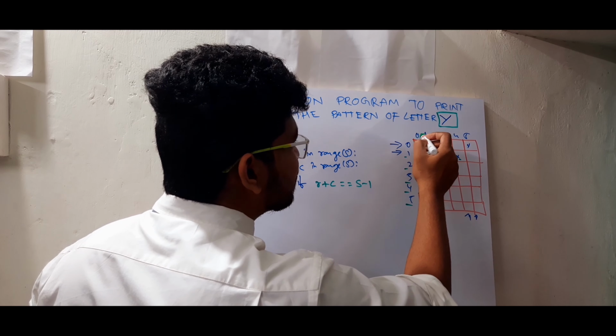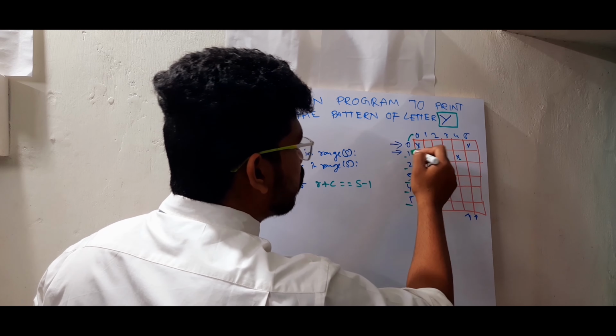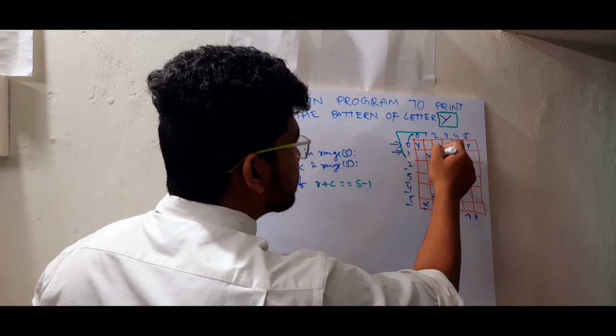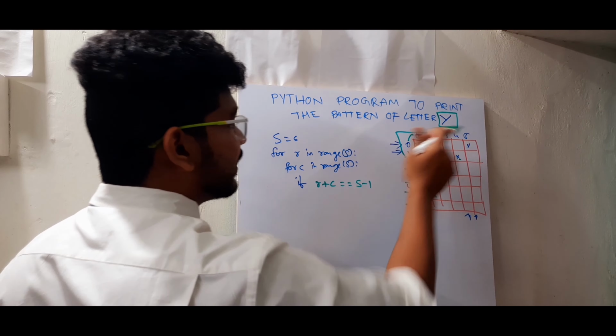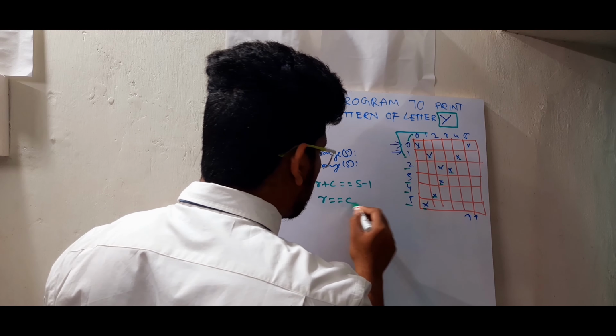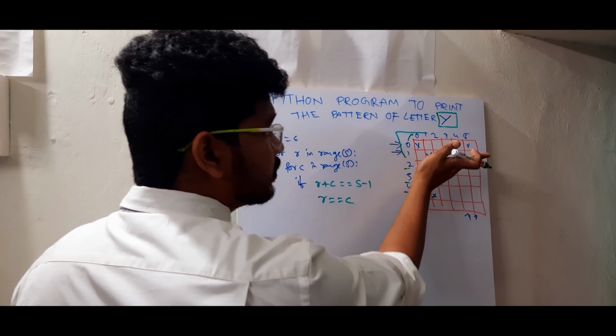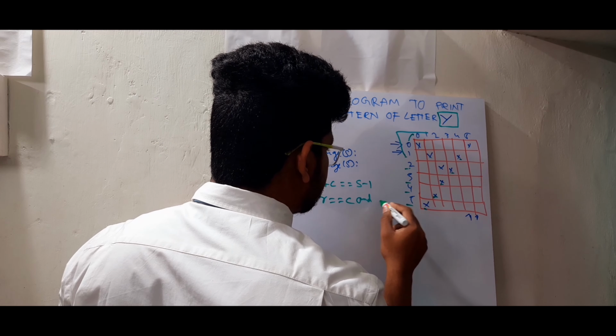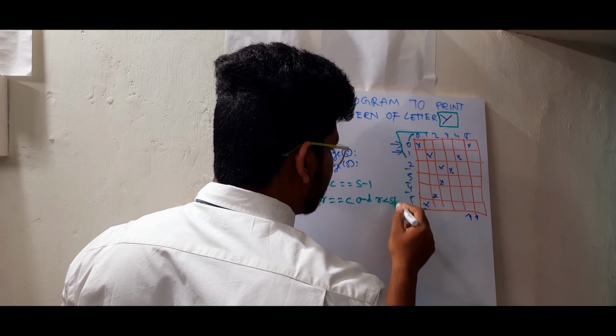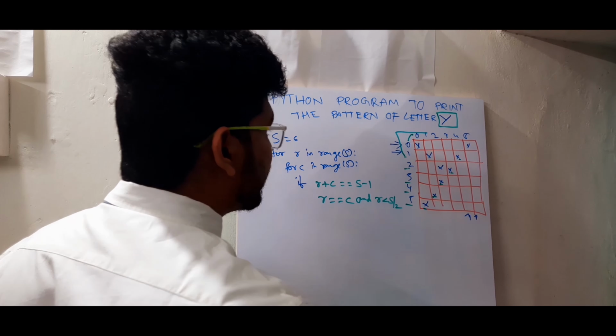And this is the other condition. If you see, row is 0, column is 0. Row is 1, column is 1. Row is 2, column is 2. That is the condition for this slanting line: row equal to column. And there is also one more condition, it is only up to half. So I'll write that condition: row less than S by 2. So these are the two conditions.